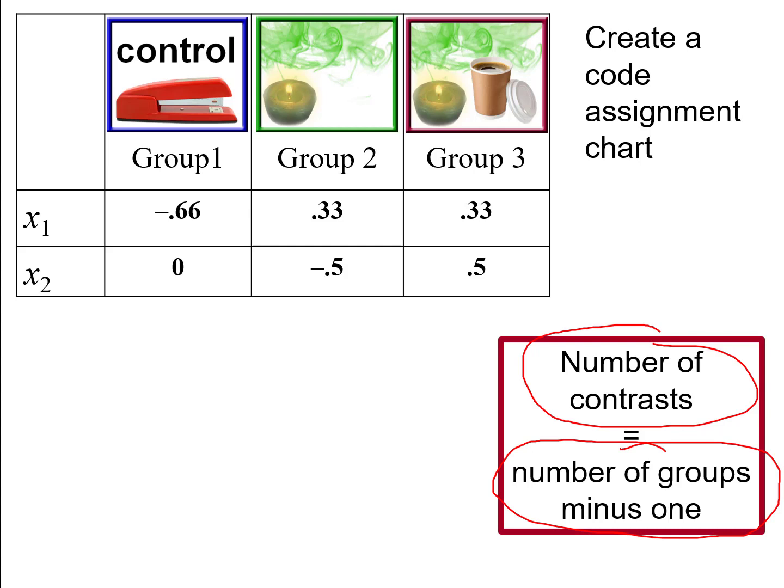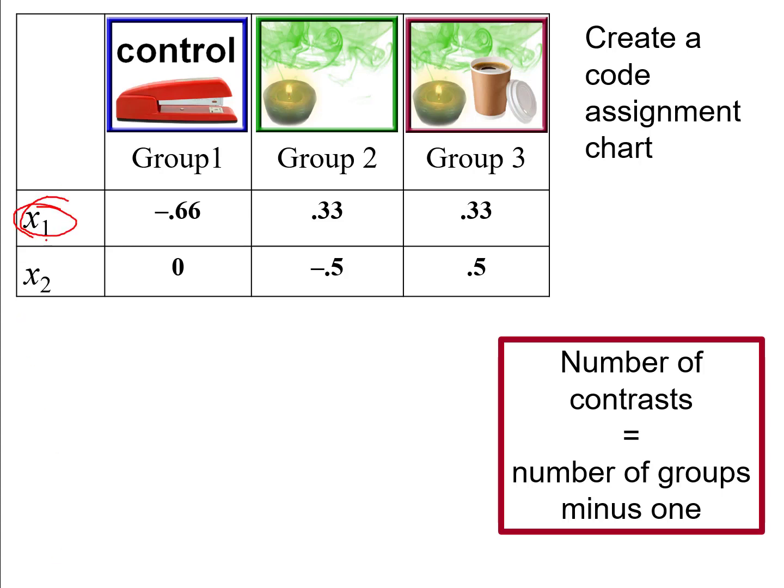We actually saw that before in our previous video, and the number of contrasts will equal the number of groups minus 1. So if I have three groups, it means I'm going to create two contrasts. And for each contrast, I'm going to assign a different set of numerical values to people based on group membership. So here I have this chart, and I have x1, and x1 is going to be a variable, and that's going to be the first contrast. And I'm going to assign people values on x1 based on group membership.